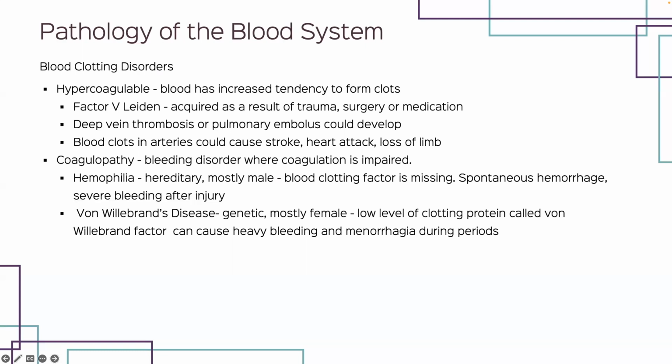And then your bleeding disorders. Hemophilia is where your blood clotting factor is missing, so you can have spontaneous hemorrhaging. And then there's what's known as von Willebrand's disease. It is genetic and does happen mostly in females. It's where you have a low level of that clotting protein called the von Willebrand factor, and it can cause heavy bleeding and hemorrhage.